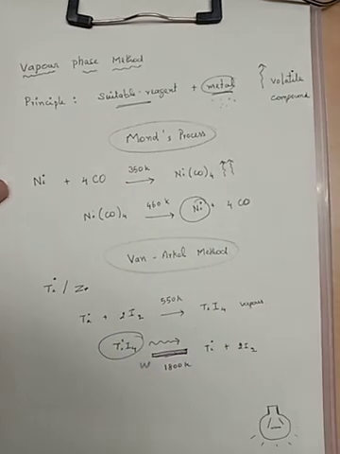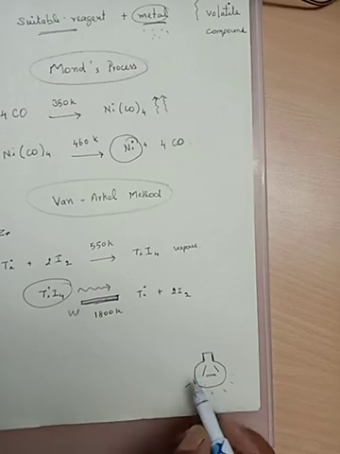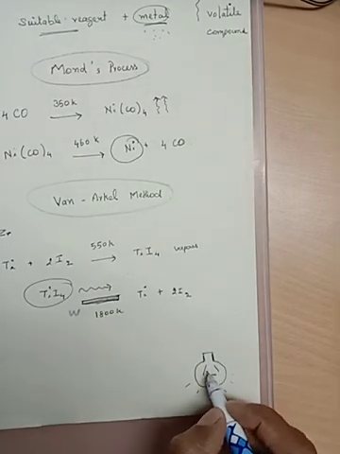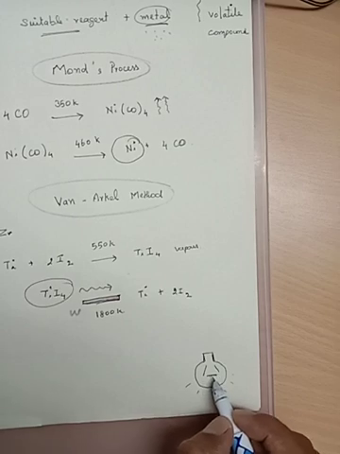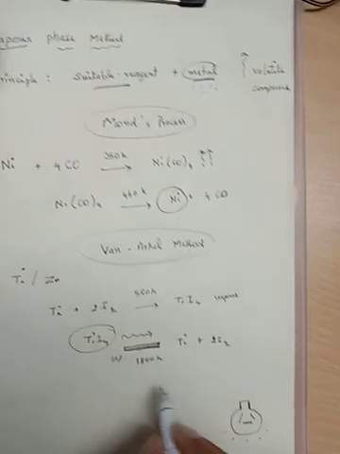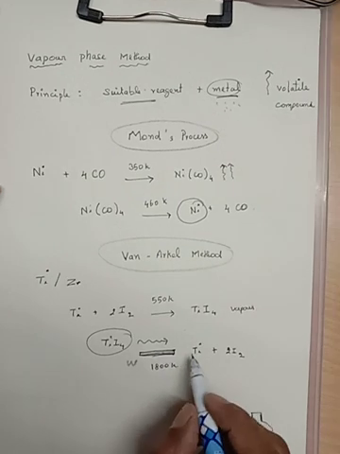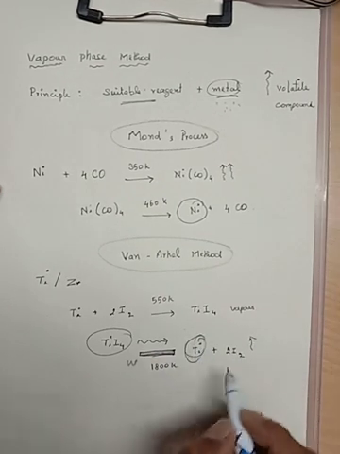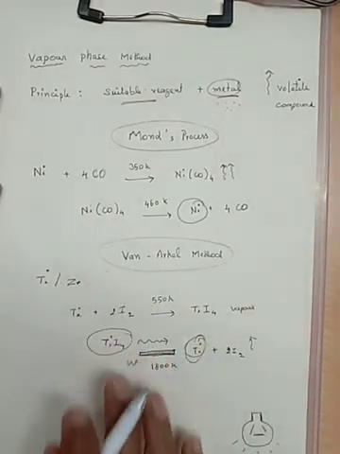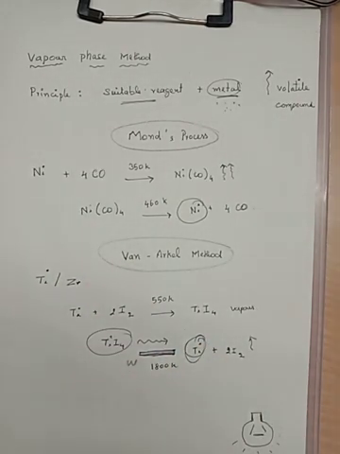Now where will you find tungsten? You might have seen it in the bulb. If you look inside a bulb, there is a small thin wire. That is called tungsten. That is made up of tungsten. So on passing over tungsten metal, you get titanium and iodine will evaporate. So what remains here is only titanium. This is a purifying method.